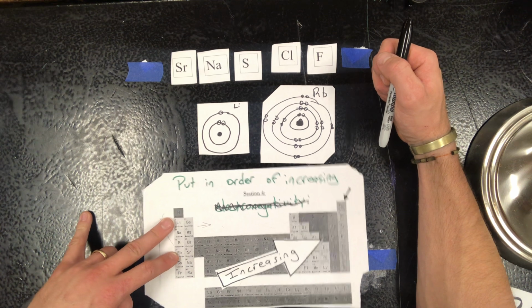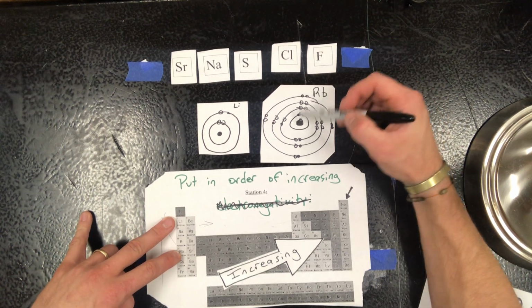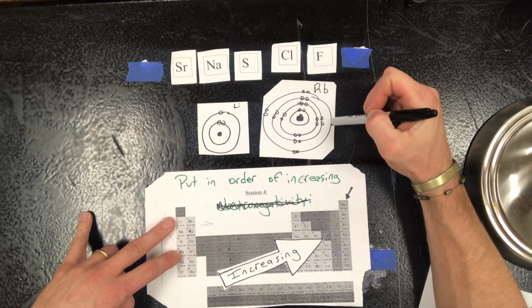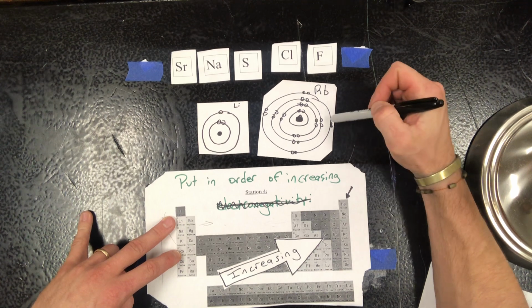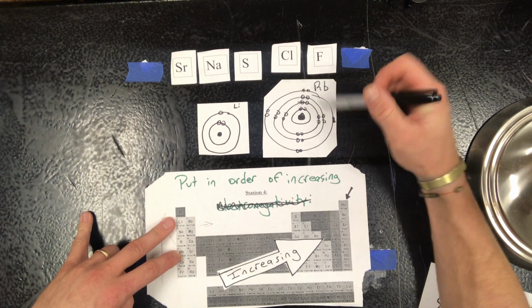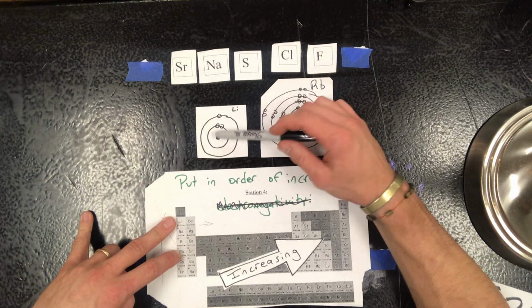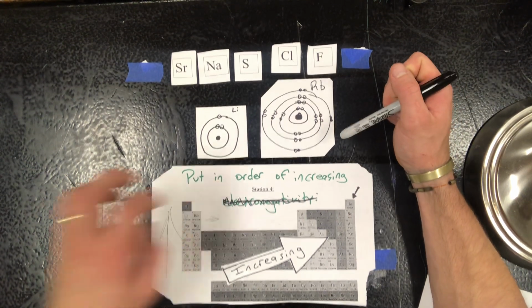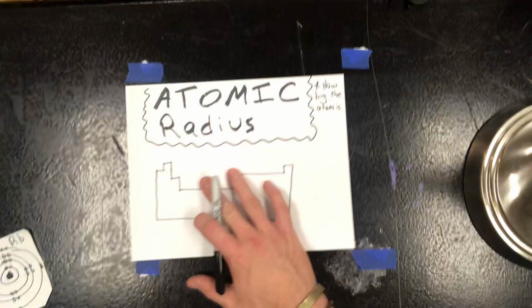attracted to. I always use an analogy. If this is you and this is your purse, it's easier to steal money from your purse when it's far away than it is to steal money when your purse is super close to you. So maybe that helps you, maybe it doesn't. If it doesn't help you and it just confuses you, then just erase what I just said. And let's look at our last thing, which is atomic radius.